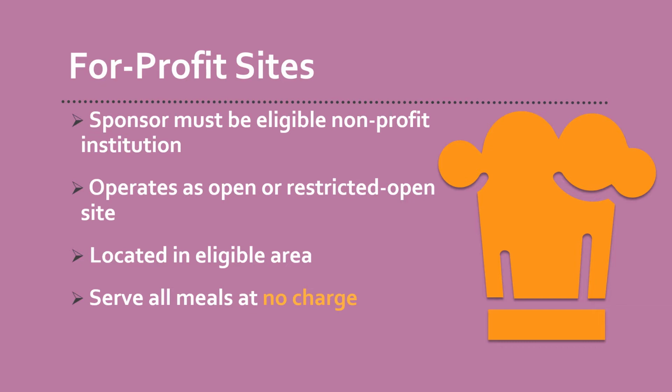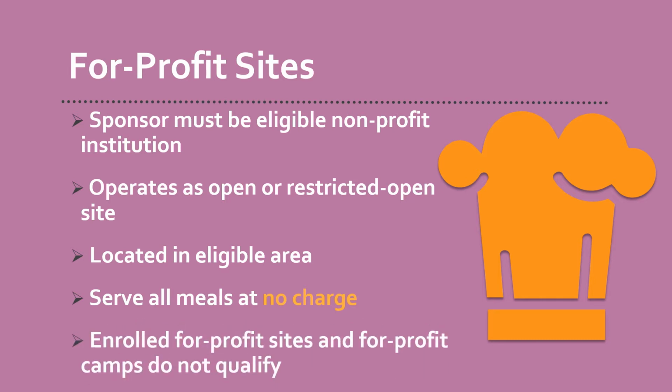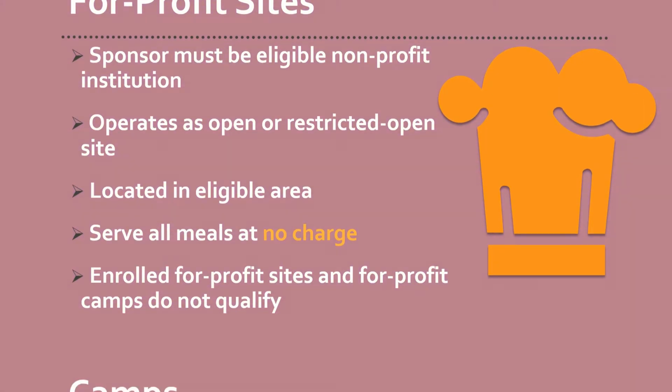If approved to operate the meal service at a for-profit site, a sponsor must maintain operational control over the meal service at the site and must ensure that no SFSP funds are provided to the site. Only the sponsor's trained staff and volunteers and sponsor-trained site staff serving as volunteers are permitted to distribute the meals. Enrolled for-profit sites and for-profit camps are not eligible to participate.